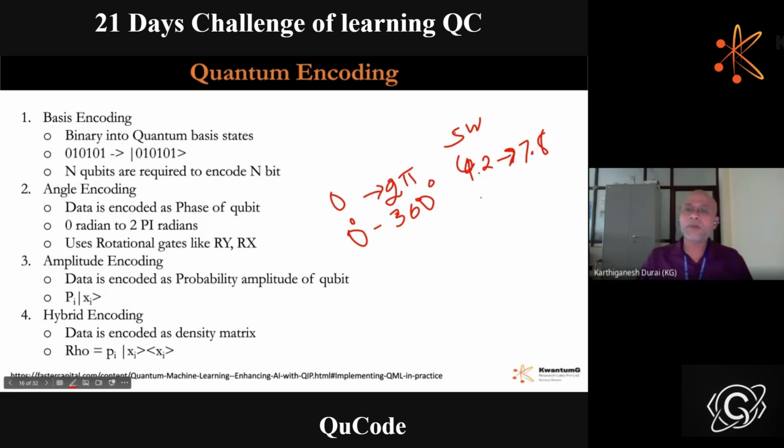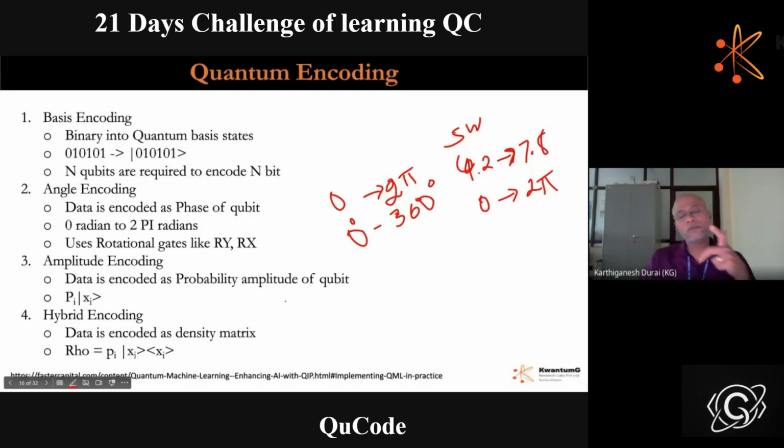So you have to apply normalization between 0 to 2 pi. We know how we normalize between 0 to 1. Like that, we can normalize between 0 radian to 2 pi radian. Then that number will be passed to the rotation gate. That will encode your classical data into quantum data. Is this clear? The next one is amplitude encoding.